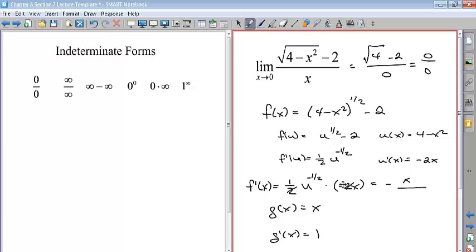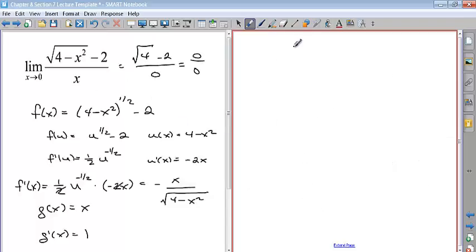Okay, so there's a negative sign, there's x, and then you'll have the square root of, so this goes to the denominator, becomes a square root, and you get 4 minus x squared. So that's f prime of x. So what we do is we take the limit as x goes to 0 of negative x divided by the square root of 4 minus x squared, divided by 1. g prime of x is 1. This is f prime of x.